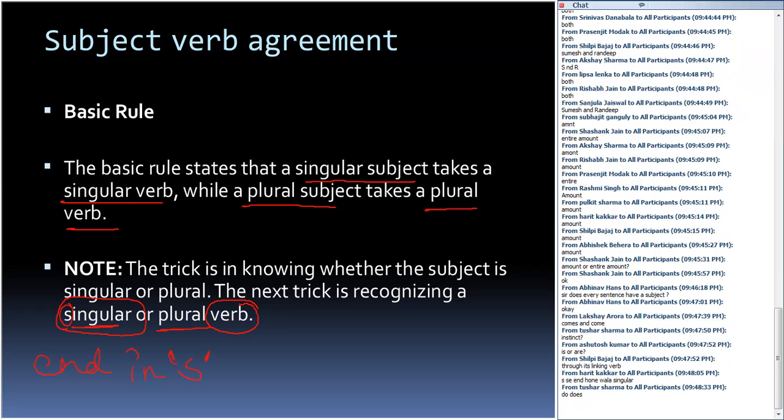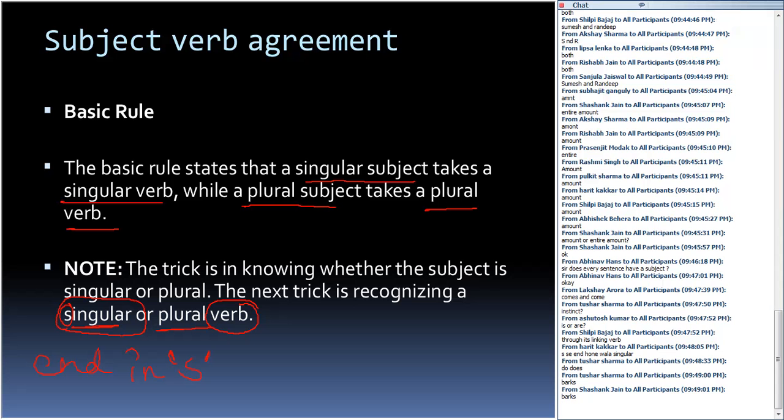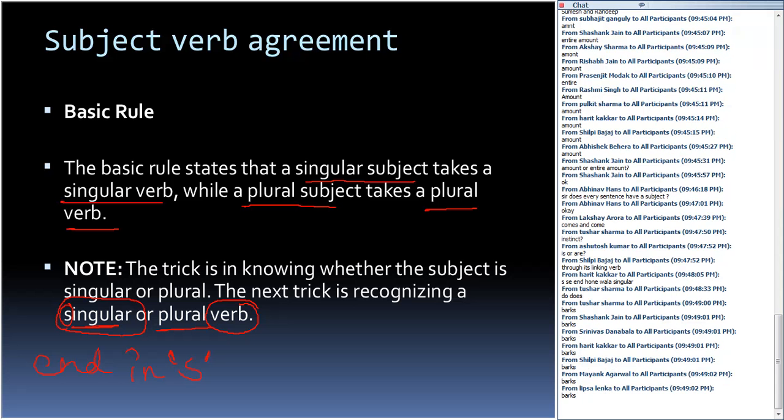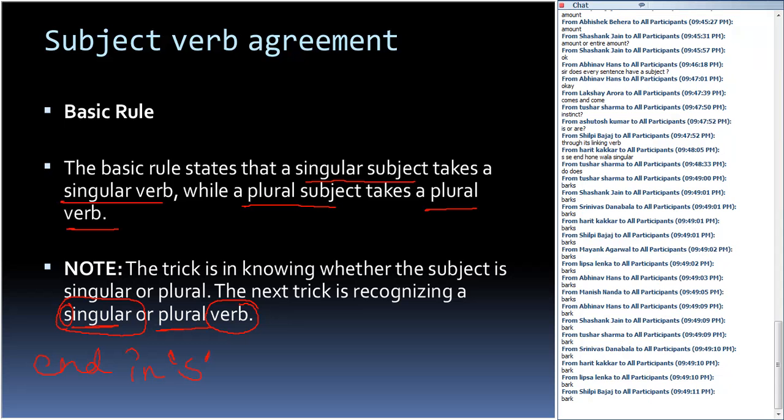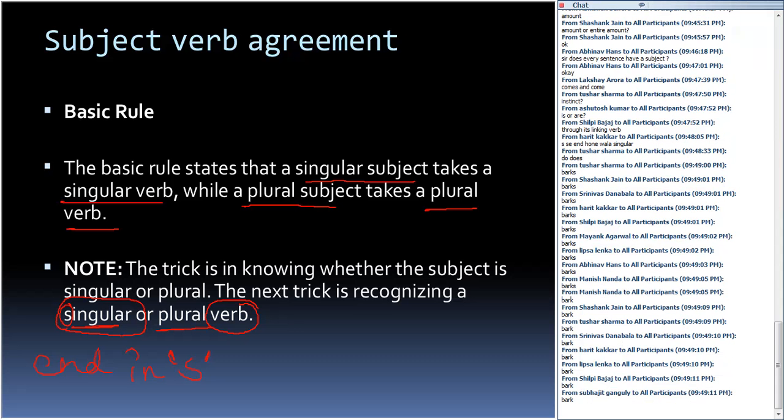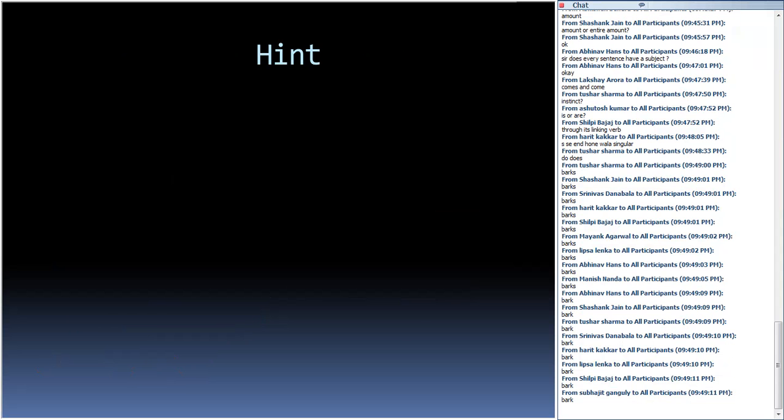So this is one way. ये एक तरीका है पता लगाने का whether the verb is singular or plural. There is another way. दूसरा way ये है that you just frame a sentence. For example, the dog. The dog के बाद क्या use करोगे? Bark या barks? Barks. So barks is singular. But if I say the dogs, then what will you use? Bark or barks? Very simple. Okay. So that is how you can find out whether the verb is singular or plural.